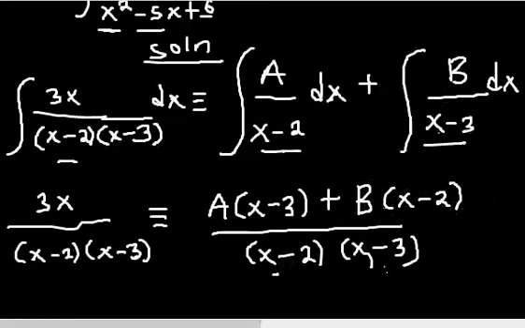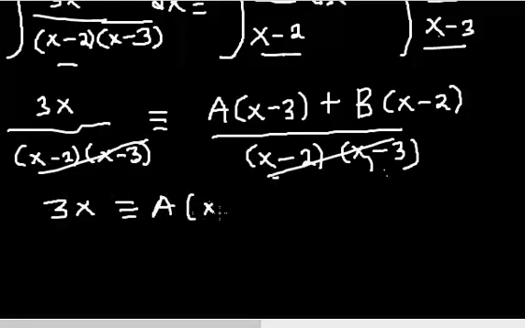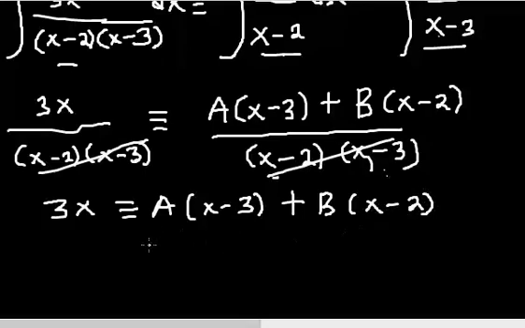We've already treated this with partial fractions. Of course, you know that I'm going to cancel out the common denominator on both sides. So I'm left with 3x being equivalent to a open bracket x minus 3, plus b open bracket x minus 2. So how do I get my values of a and b? I get a and b by eliminating one of the brackets. If I want to get b, I will eliminate the bracket.